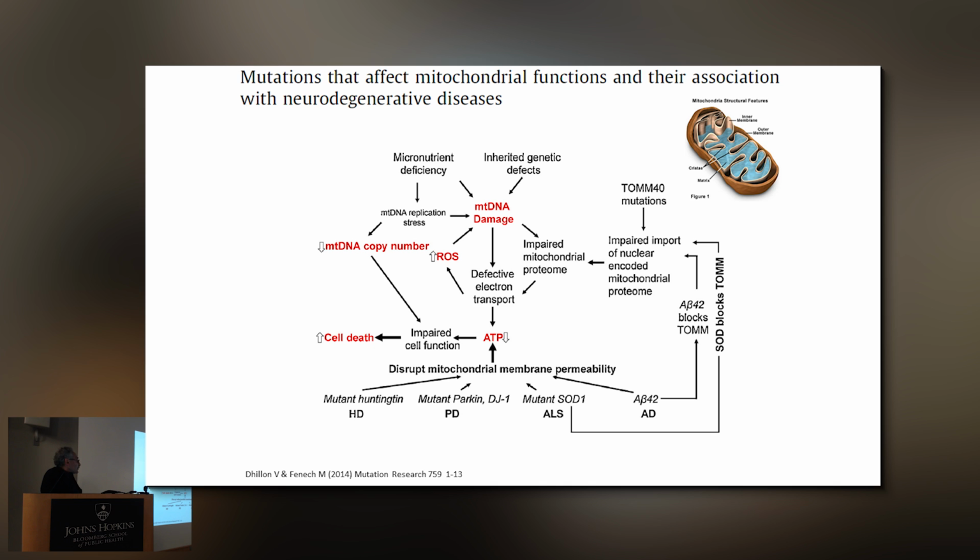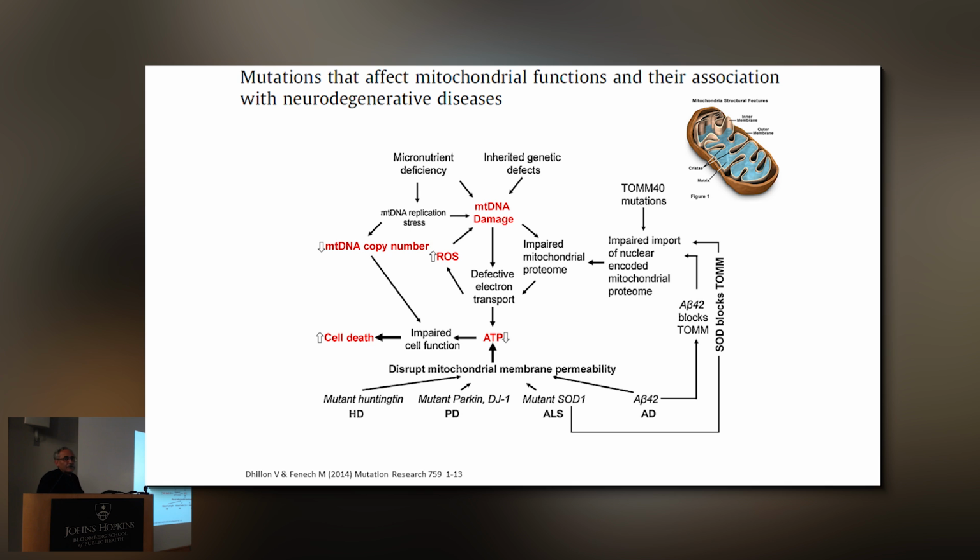Mitochondria. Why are mitochondria important? Well, mitochondria generate the ATP we need to keep all of these systems together. Nutrient deficiency can affect mitochondrial DNA damage and the mitochondrial copy number. If there's increased damage, there's more reactive oxygen species, which can accelerate aging. These conditions, Huntington's, Parkinson's disease, ALS, and Alzheimer's disease, all contribute to mitochondrial dysfunction.